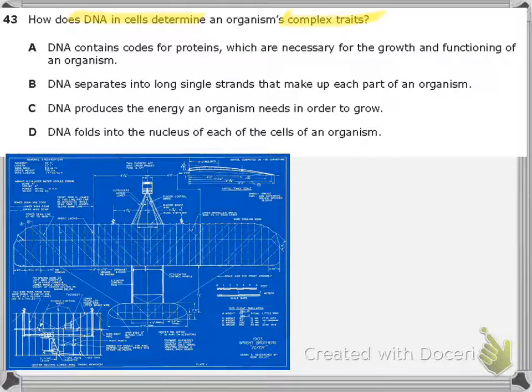DNA is more or less the blueprints, remember? So the blueprints don't build the house. People, the workers, build the house. The blueprints are the directions to build the house. So we can go ahead and eliminate C.